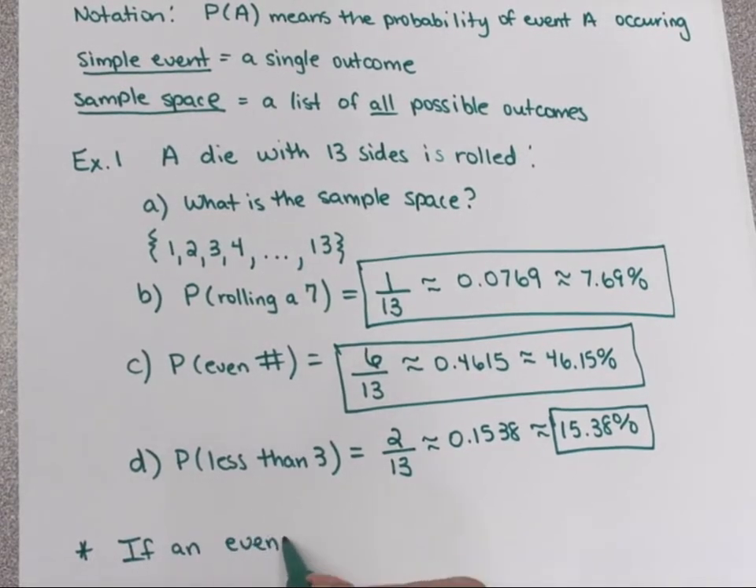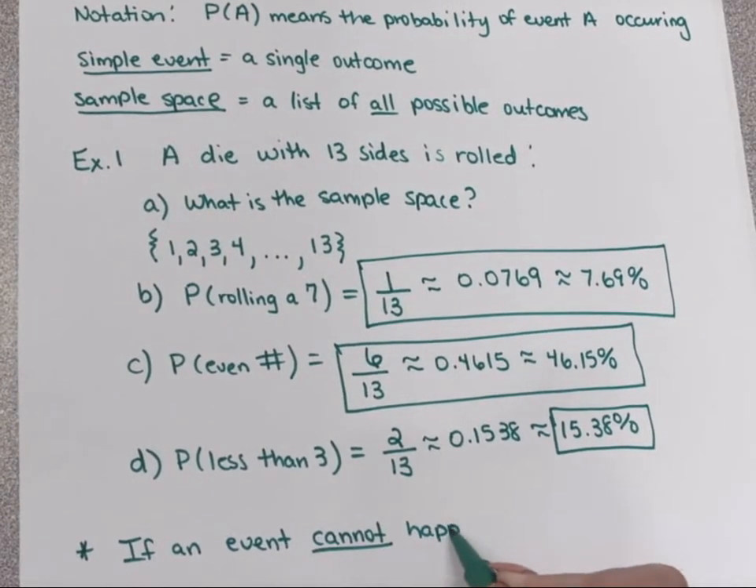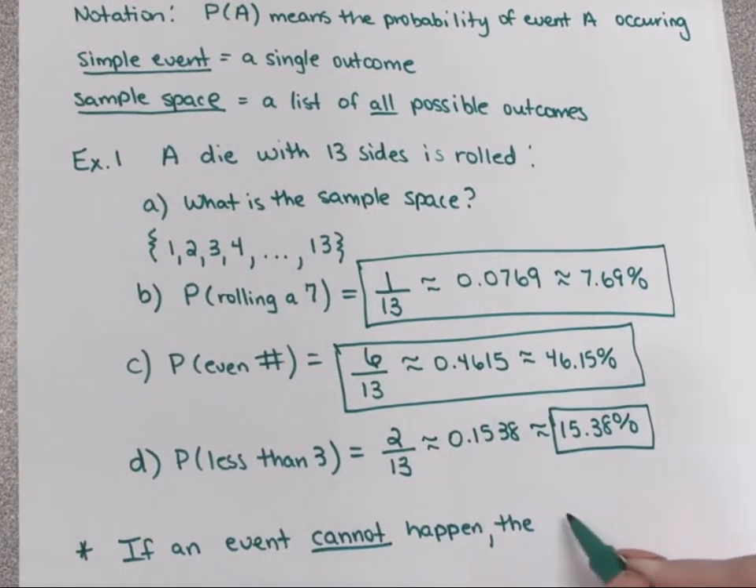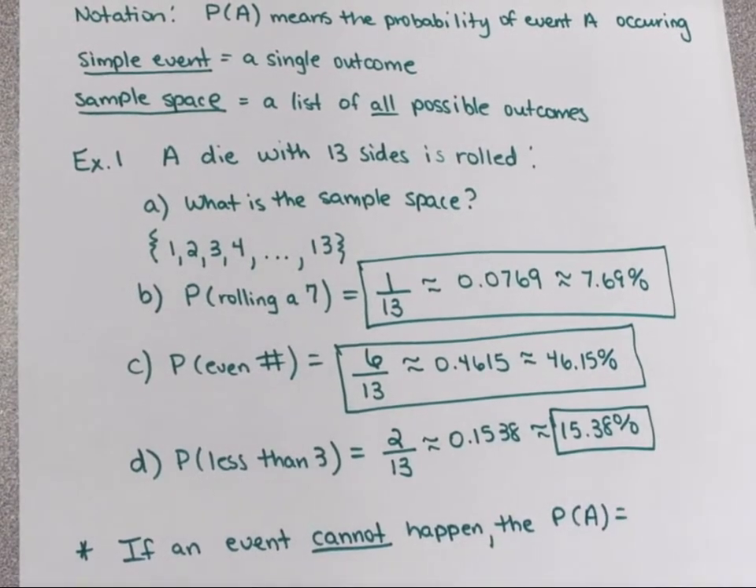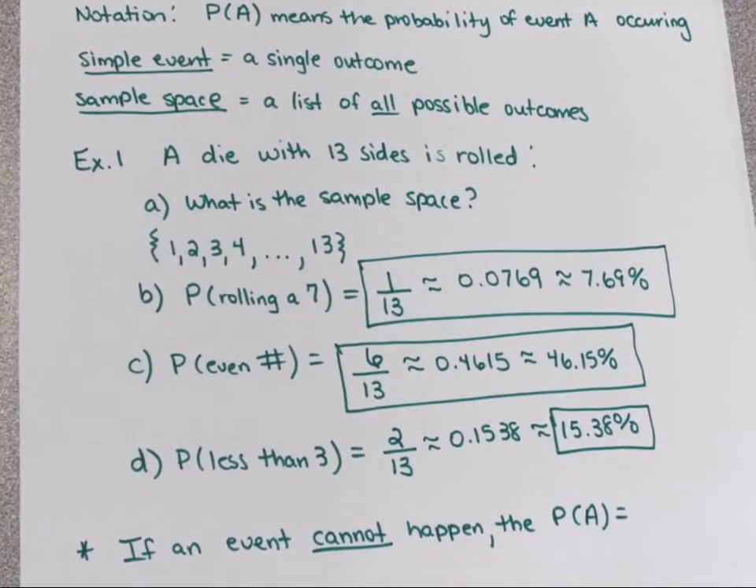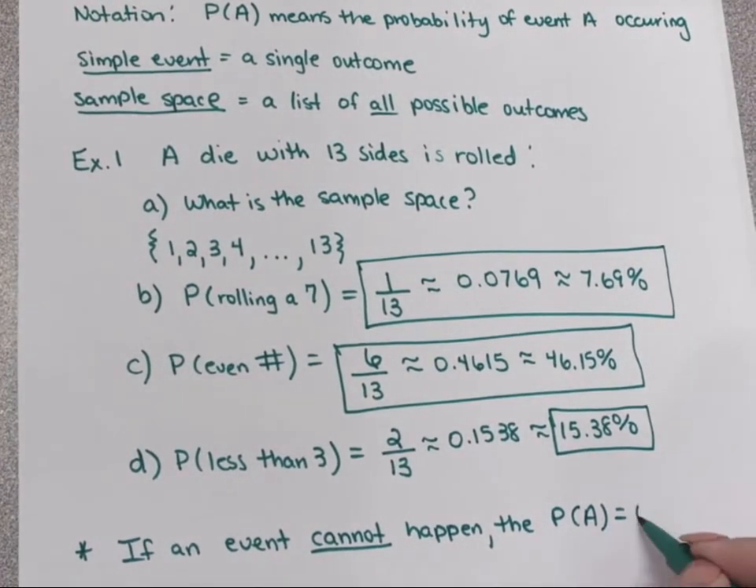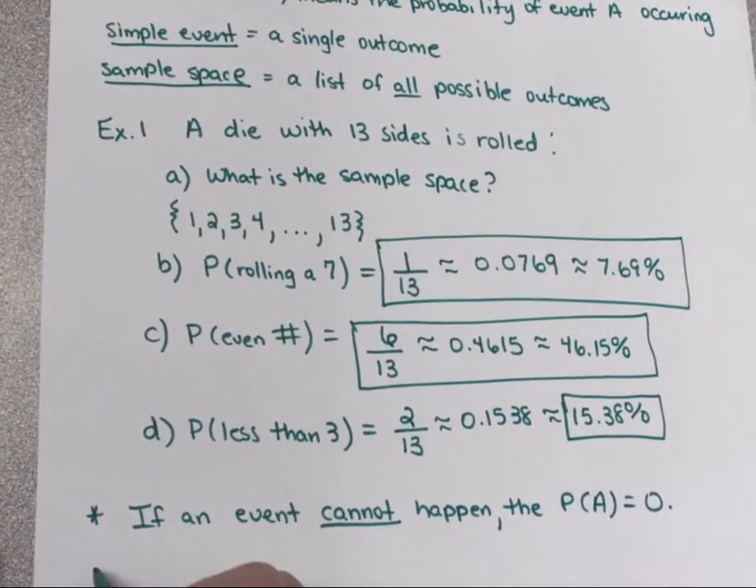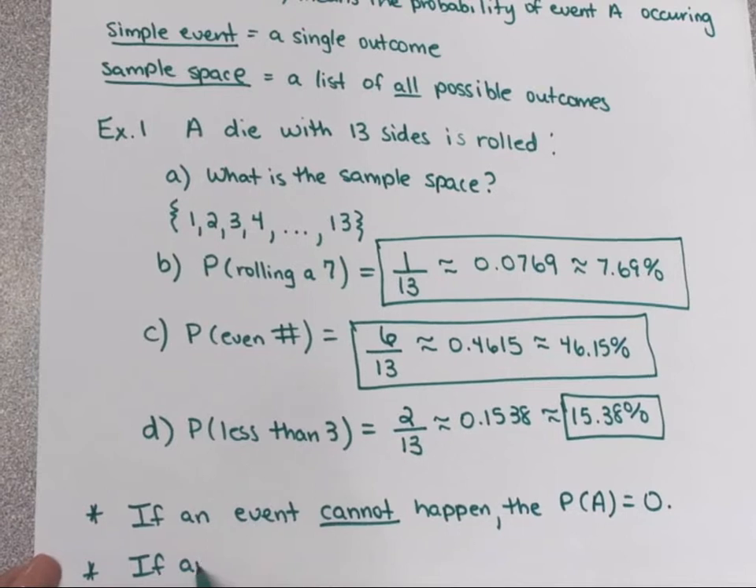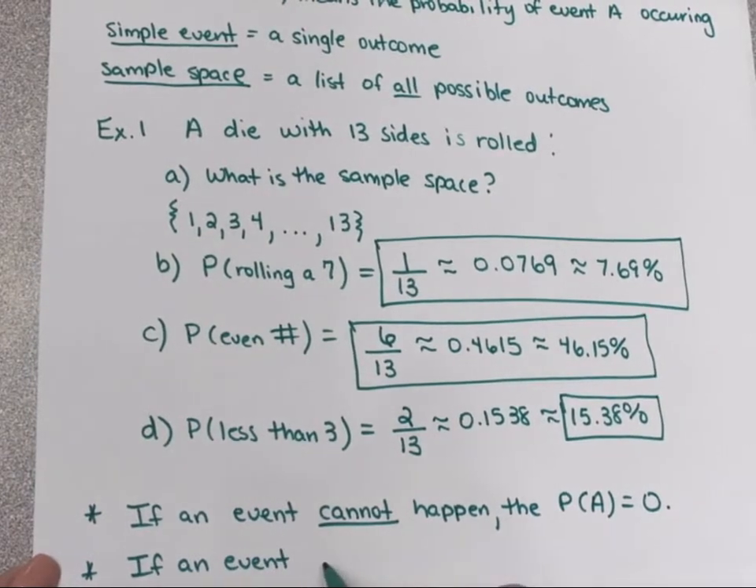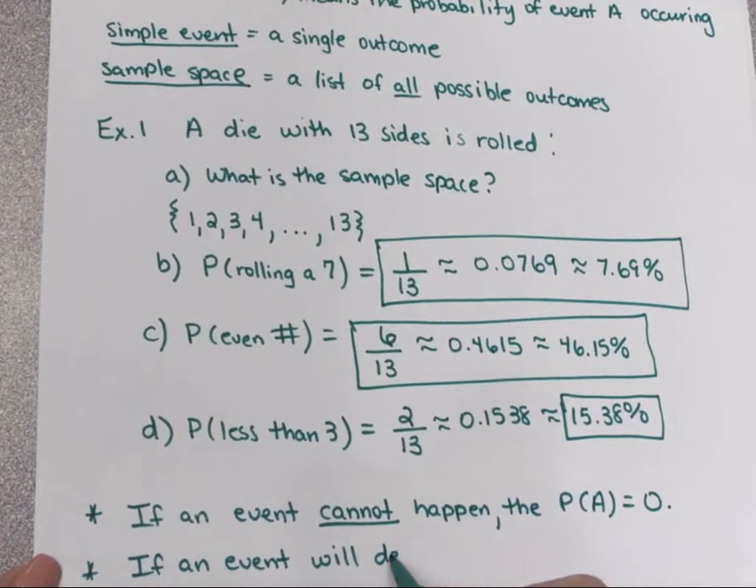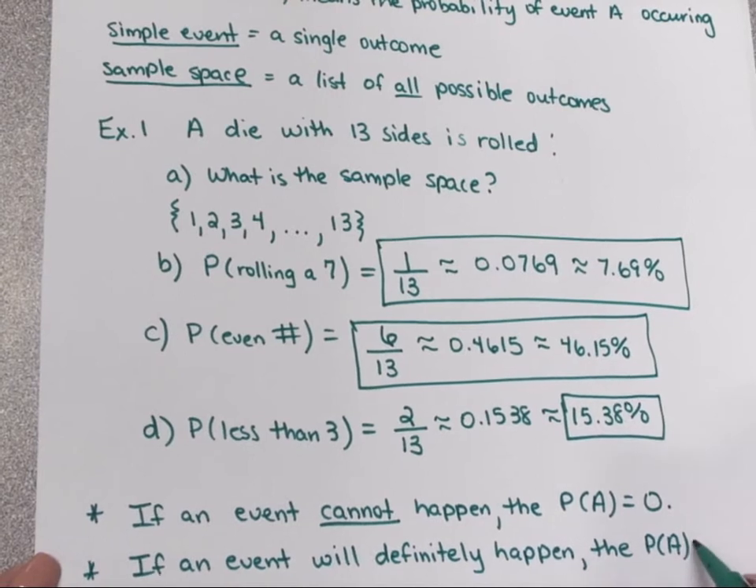If an event cannot happen, then the probability of that event is what? What is the probability for something that will never, ever, ever happen? 0? Yes. Okay. If an event will definitely happen, then the probability of that occurring, if we're in decimal form, is 1.